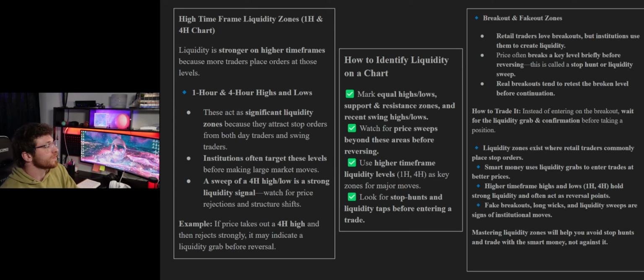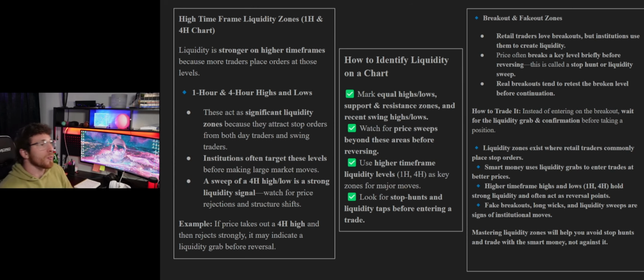For example, if price takes out a 4 hour high and then rejects strongly, it may indicate a liquidity grab before reversal to the downside. How to identify liquidity on a chart? You mark equal highs and lows, support and resistance zones, and recent swing highs and lows. You can watch for price sweeps beyond these areas before reversing. Use higher time frame liquidity levels like the 1 hour and the 4 hour, like I was saying, as key zones for major moves, and look for stop hunts and liquidity taps before entering a trade.